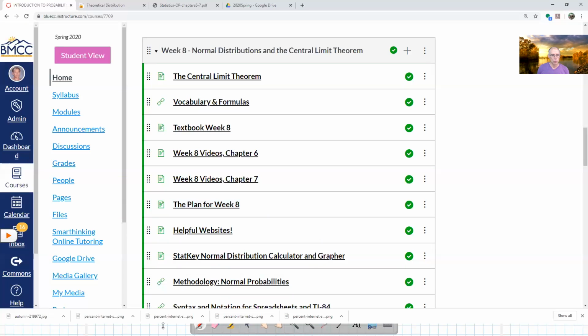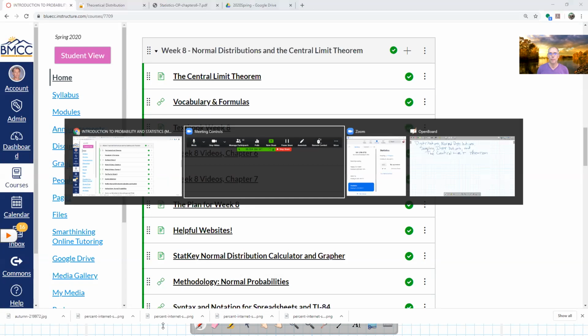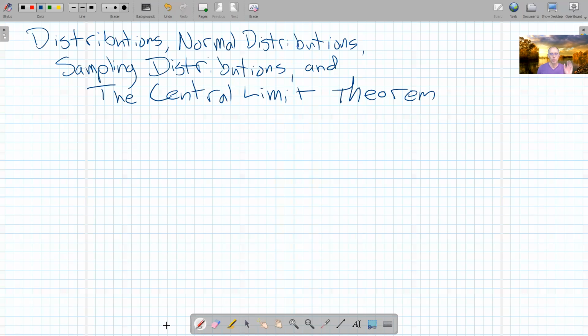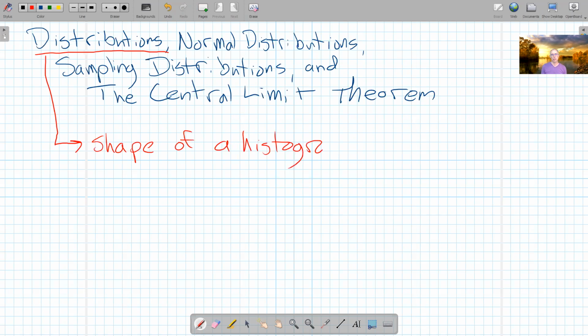So let's go to the notebook. All right. So before we get into the normal distribution and sampling distributions, I just want to give you a reminder about what a distribution is. When we talk about the idea of a distribution, really what we're referring to is a few different things. It's kind of the shape of a histogram, where we're trying to understand how the data is spread out and bunched together.